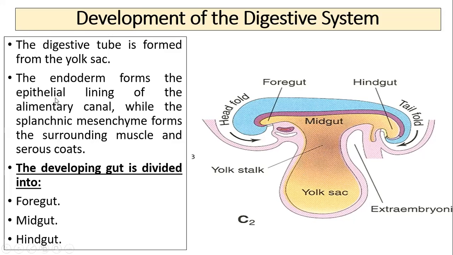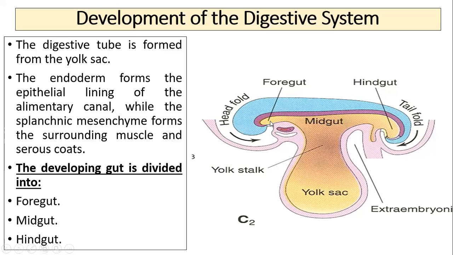The endoderm forms the epithelial lining of the alimentary canal. As you can see here, a part of the yolk sac goes inside and forms the endoderm, and that will form the epithelial lining of the whole of the GIT. As you can see here, the upper part near the head is called the foregut. The middle part is called the midgut, and the lower part is called the hindgut. As you know, the development of the whole of the digestive system is from the foregut, midgut, and hindgut. So there are three parts of the digestive system.